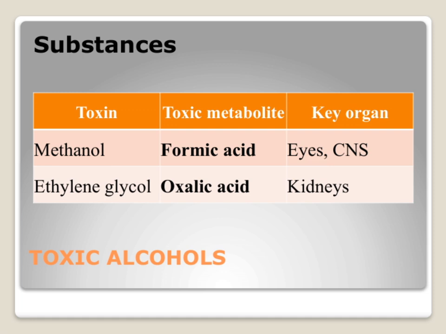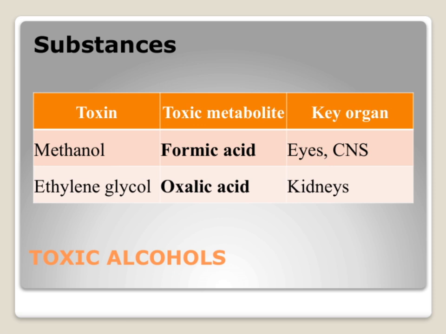As you can see in this table, methanol is converted into formic acid, which primarily affects the eyes and the central nervous system. This is why methanol poisoning can lead to visual disturbances and even blindness if not treated promptly. On the other hand, ethylene glycol is metabolized into oxalic acid. This substance tends to target the kidneys, often causing severe renal damage. Recognizing these key organs affected is crucial for diagnosis and treatment.